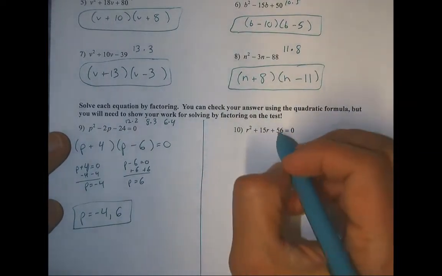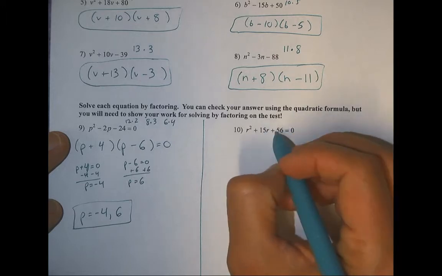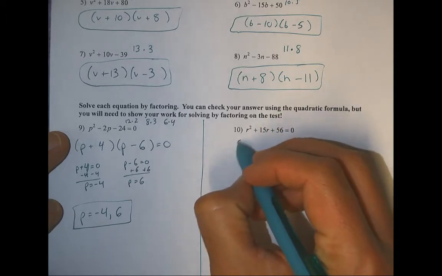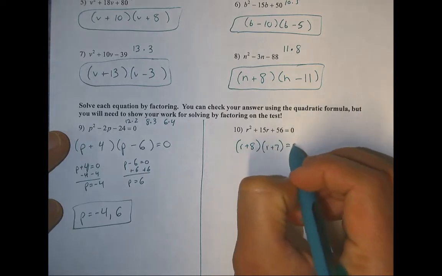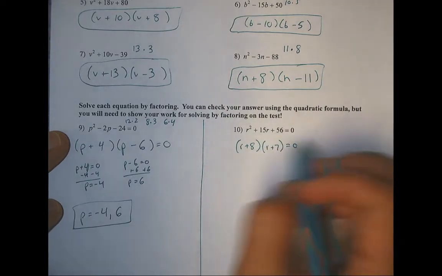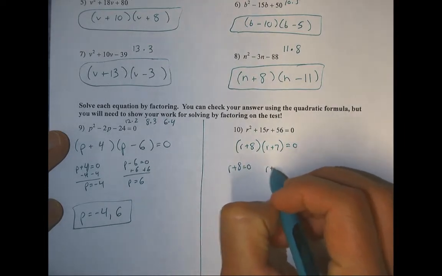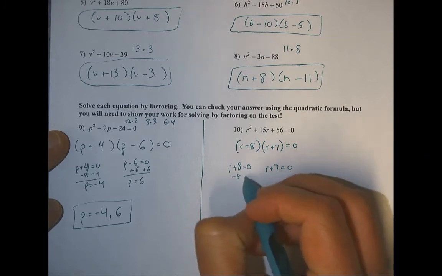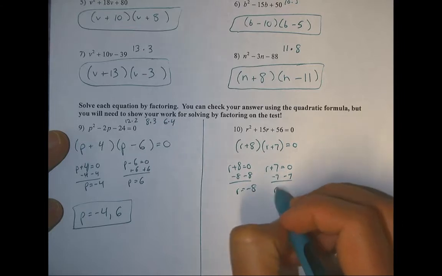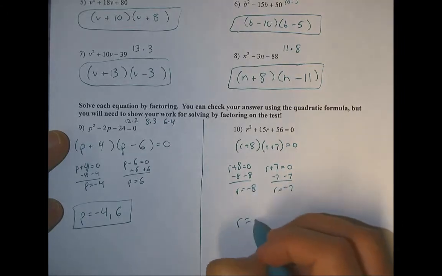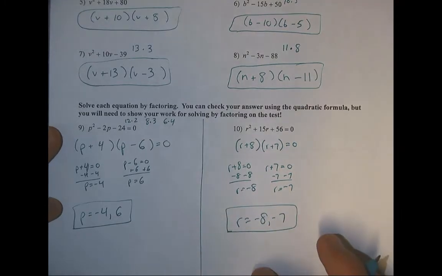All right, and then number 10. Same idea, looking at 56, I think 8 and 7, it's all positives. 8 and 7 will add up to 15. So we have R plus 8, R plus 7 equals 0. So we're all factored out here. Set them equal to 0 and solve. So minus 8, R equals negative 8, minus 7, R equals negative 7. So R equals negative 8 and negative 7. The order that you list those does not matter.